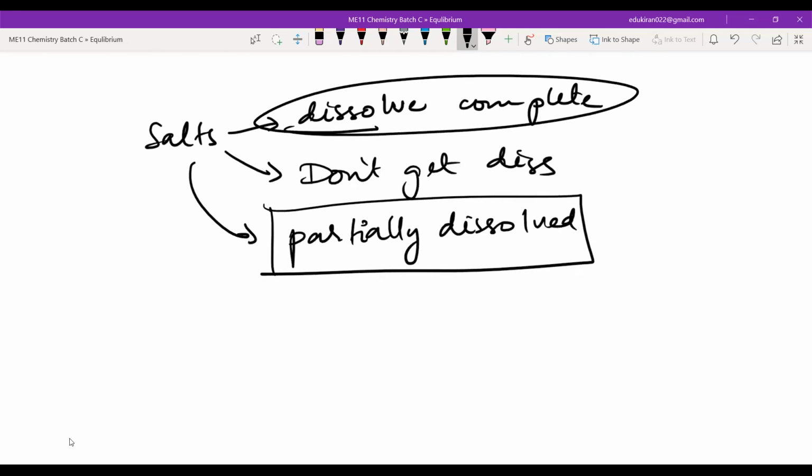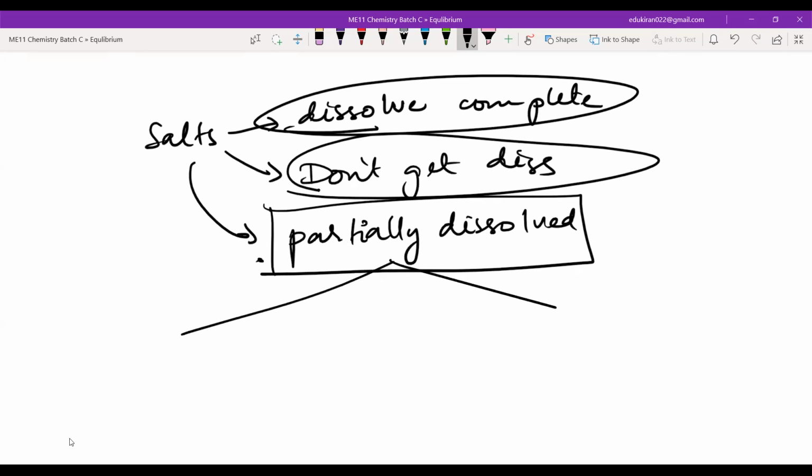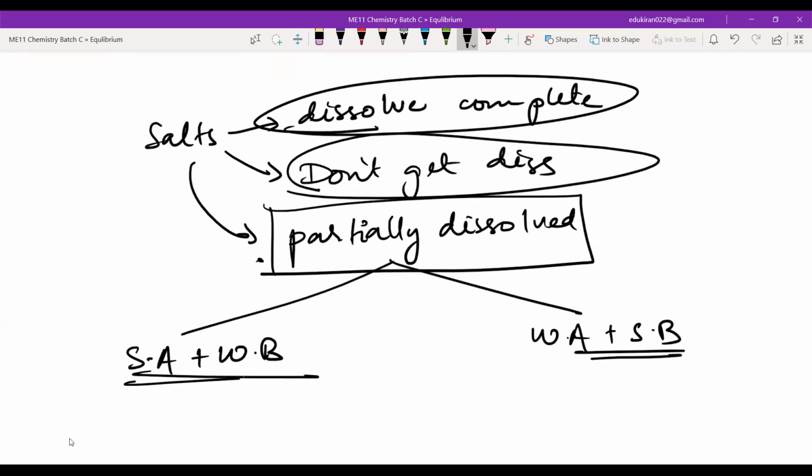that means it is made from strong acid and strong base. And if it is not getting dissolved at all, that means it may be prepared by very weak acid and very weak base. And if it is partially dissolved, that means again we have two cases. It will be either from strong acid plus weak base, or it would have been prepared by weak acid and strong base. Okay, so we'll be looking at how much of the salt is getting dissolved.